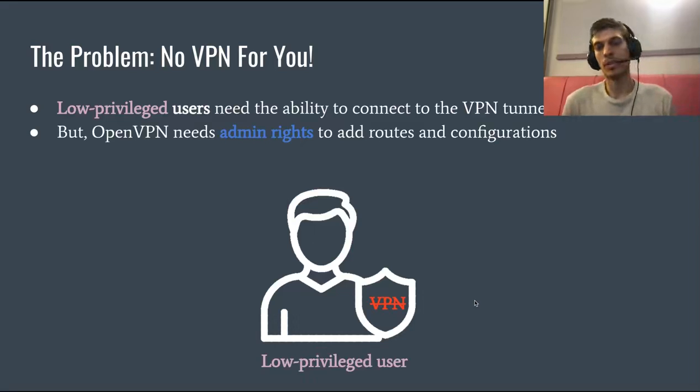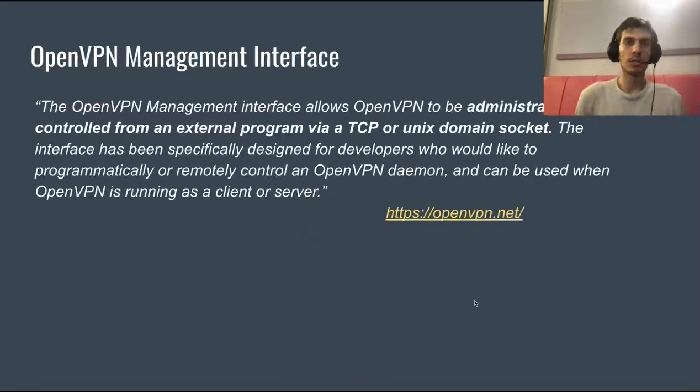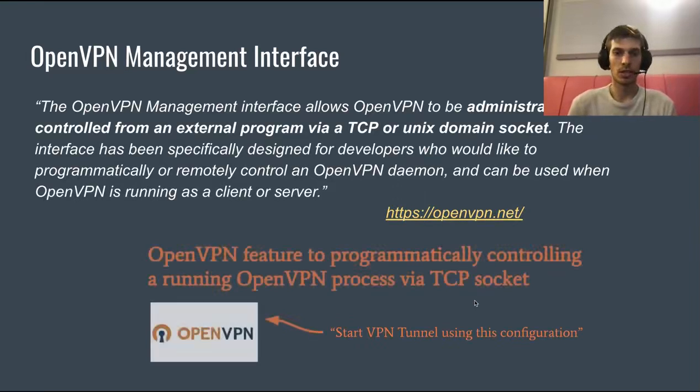So what happens is that low privileged users have no ability to use VPNs because they don't have admin rights to configure the different routes needed. And that's why OpenVPN understood this, and that's why they created the OpenVPN management interface. Essentially, the OpenVPN management interface allows OpenVPN to be administratively controlled from an external program through a TCP socket. So it's an OpenVPN feature to programmatically control a running OpenVPN process through a TCP socket.